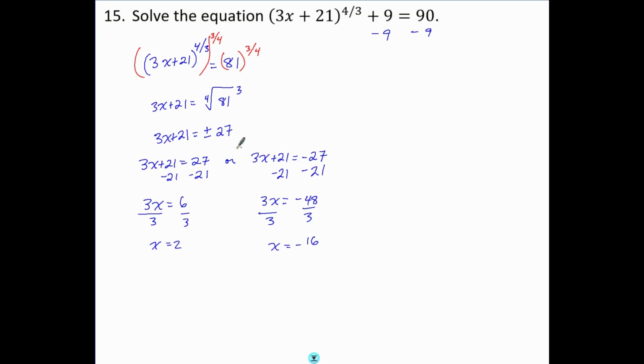And again, just as before when we solved any of these equations, you need to check these solutions and see if they come out to be true. So let's check 2 first. 3 times 2 plus 21, to the 4/3, plus 9 equals 90. Is that true?